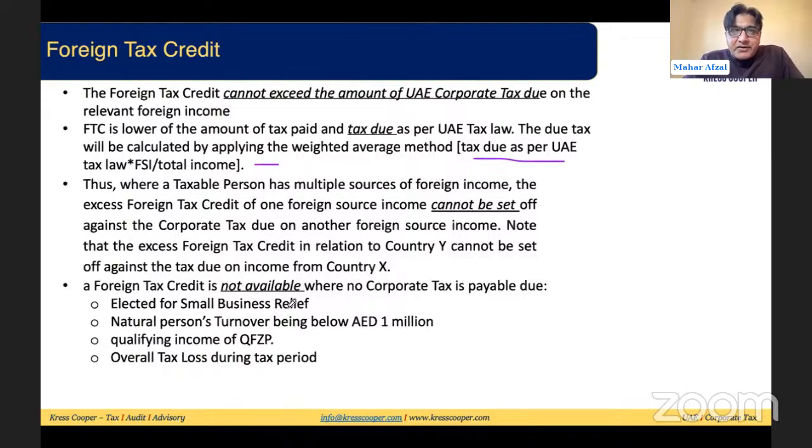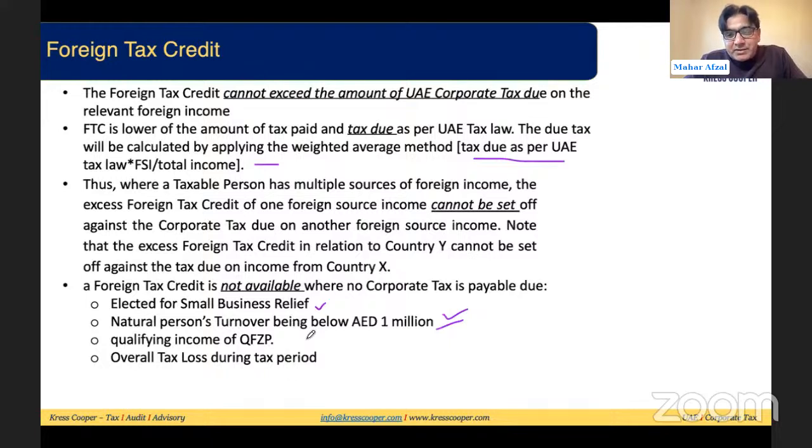This is important. Foreign tax credit is not available if you are not paying tax in the UAE. You don't have tax due in the UAE on the overall income. Like if you have elected for the small business relief, you cannot enjoy it. In the UAE, if you are a natural person with income less than 1 million, you cannot enjoy the foreign tax credit. If you are a qualifying free zone person generating qualifying income, you cannot take the foreign tax credit. If you have an overall tax loss, you cannot enjoy the foreign tax credit. Even if you have foreign tax paid outside the UAE, but on an overall basis you are making a loss, you are not paying tax, and no tax is due, then you will not be able to calculate the foreign tax credit.